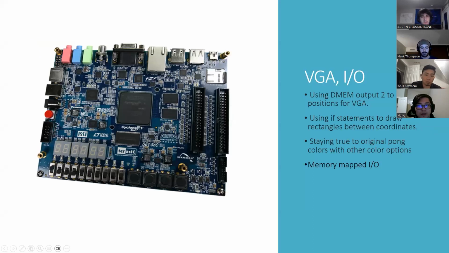And I guess the next would be the VGA and the IO. So using DMEM out as an output to read positions for the VGA, and using if statements to draw rectangles between the coordinates. Some of these coordinates would include the paddles and the score, and of course the ball that's moving back and forth. We're going to stay true to the original Pong colors, and we might implement other colors that you can switch to using different switches. And we can memory map the IO.